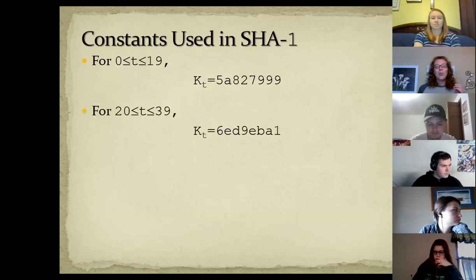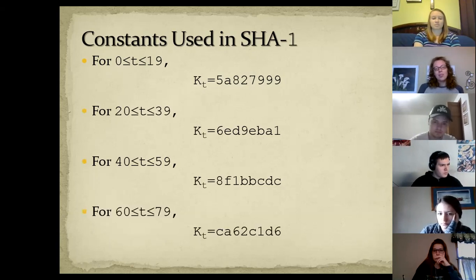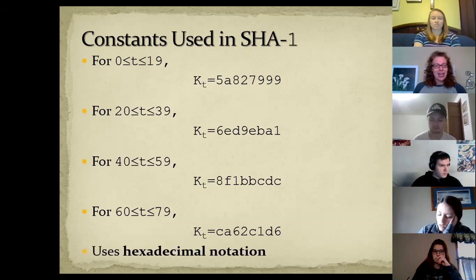If T is between 20 and 39, we've got this next constant going on here. Once again, not as random as you think. Promise. That one looks a little less random. There's a little more structure there. T between 40 and 59, that one looks more random. And then T between 60 and 79, that one also looks more random. There's some structure here. I'm not going to tell you what it is. You can do it on the homework if you want to, but there's some structure going on here with these. Okay, so these use hexadecimal notation.